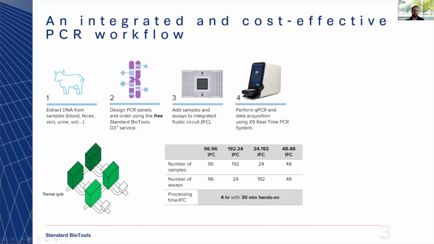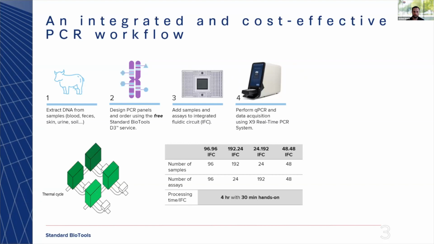So all of the loading and mixing of the samples and assays, instead of having to combine those individually in a plate, are going to be combined automatically for you in the IFC. The table below here is giving you an idea of some of the different formats that we have. So the different numbers of samples and the different number of assays and the total processing time. And actually, we've even come out with some new workflows that are reducing this processing time. Once you're loading onto our X9 real-time PCR system, this can even be done overnight.